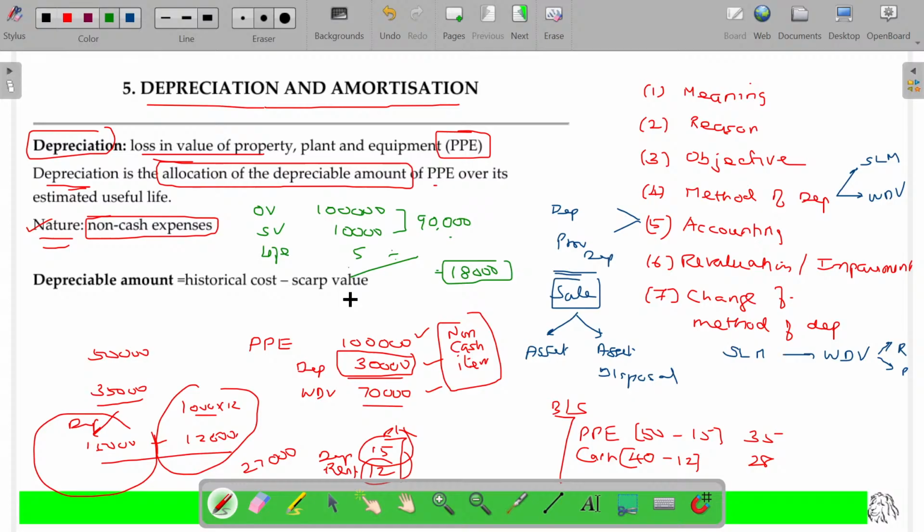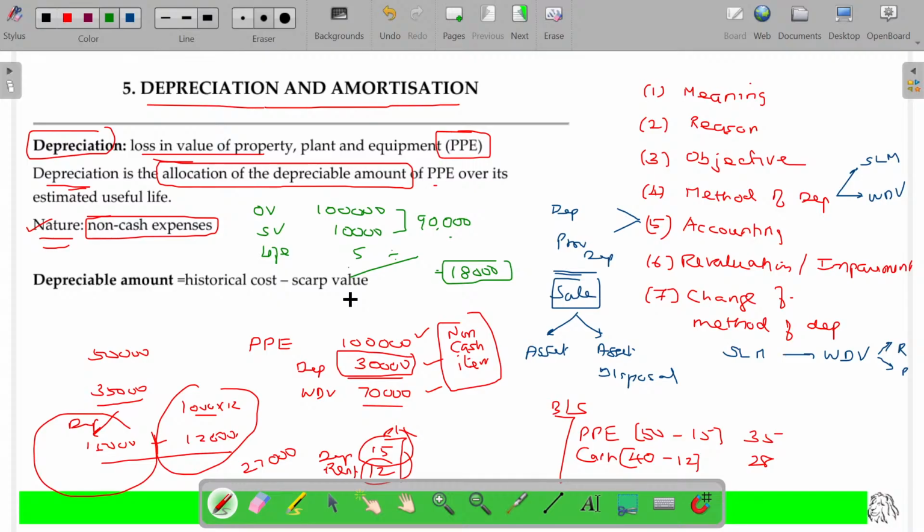Apart from that, petrol, repair and all other expenses may also be there, and those things are in the form of cash. This 18,000 is non-cash, and other expenses may be cash expenses. Whatever assets you purchase, at the time of purchase a lump sum payment will be there, but you will not consider that as the expense. Only to the extent value lost due to the usage is considered as an expense.